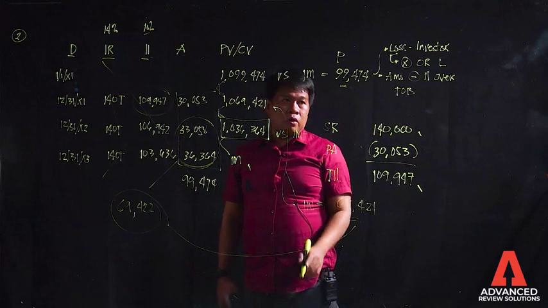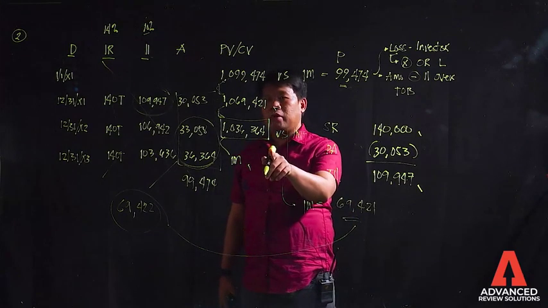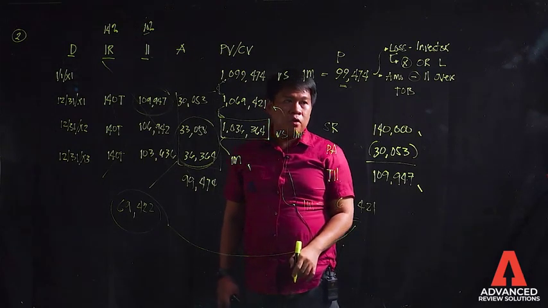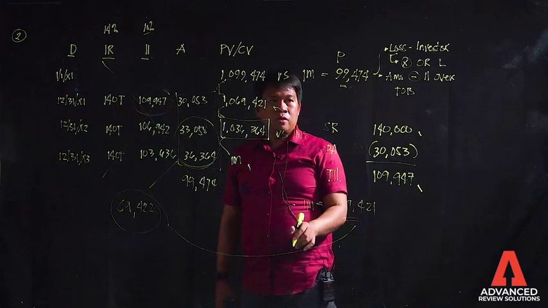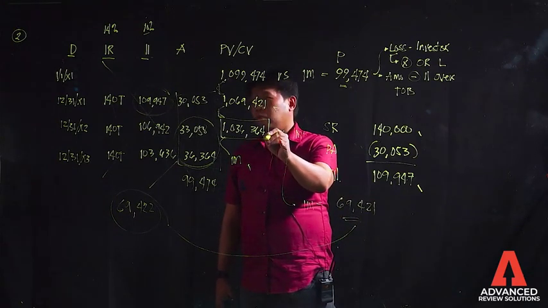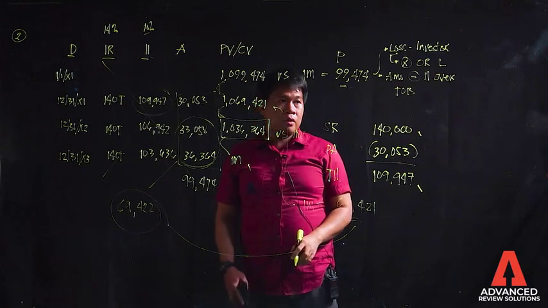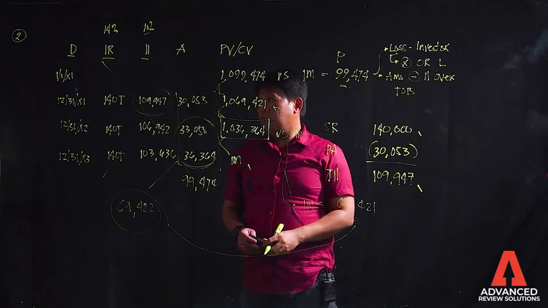Okay? Going back to the requirement. Ito na nga yung requirement natin. What is the carrying value? December 31, 20X2. This is 1,036,364. Okay? Let's now go to item 3.